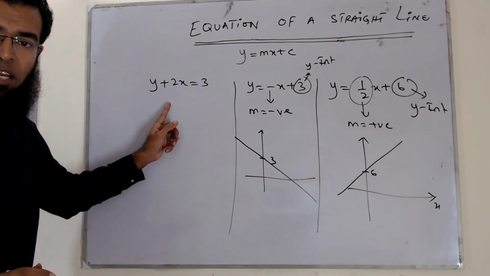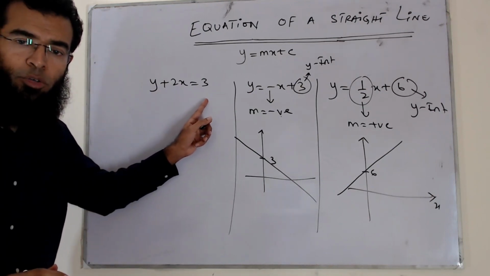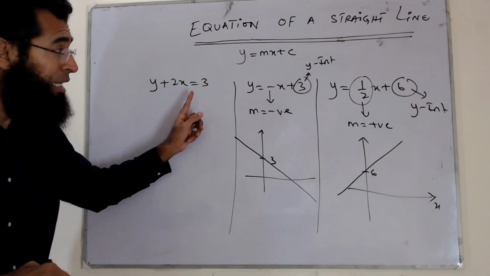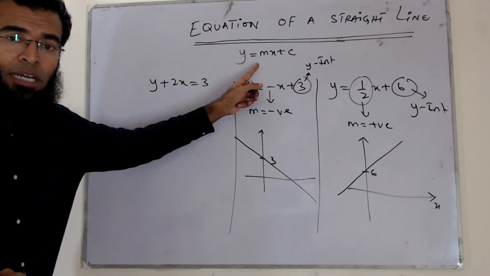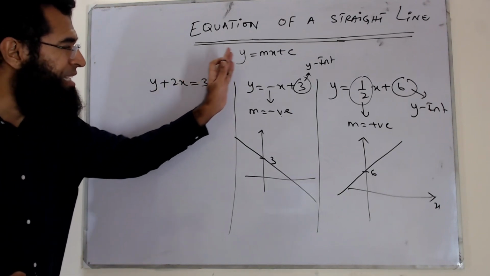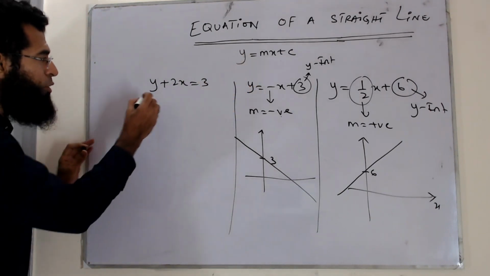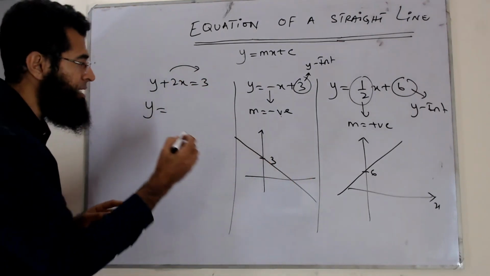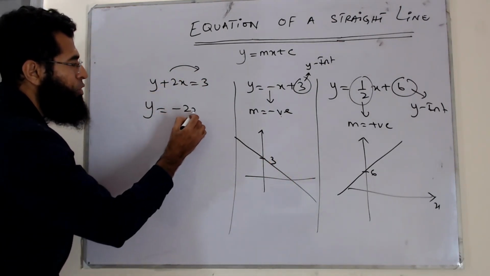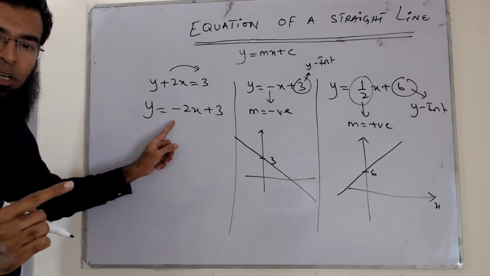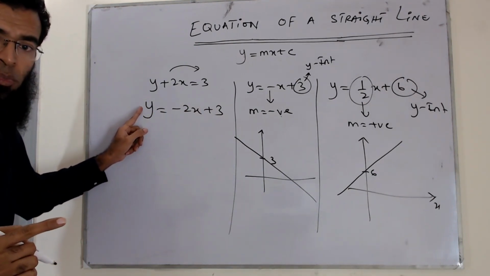Let's look at this line. y plus 2x is equal to 3. So once again, ask yourself this question, is this in the standard form? Let's try to make y the subject so that it's exactly in this form. So when you make y the subject, you shift 2x on the other side. So this would become minus 2x plus 3. Now we can see this is exactly in the standard form. So the coefficient of y is 1.